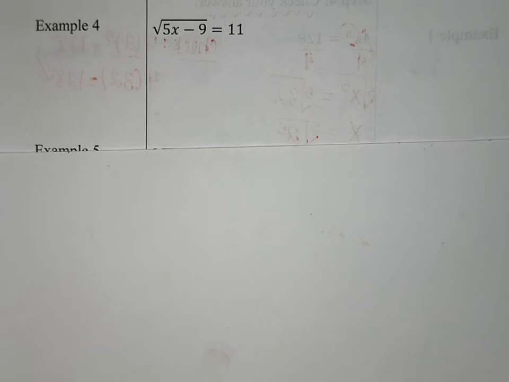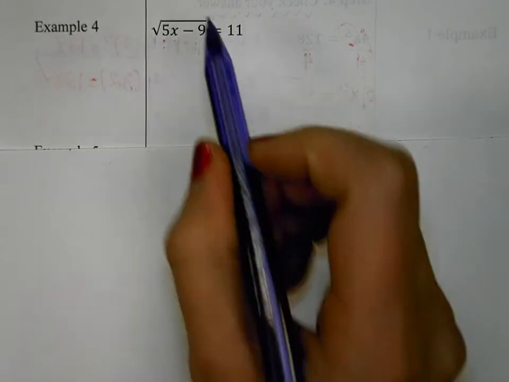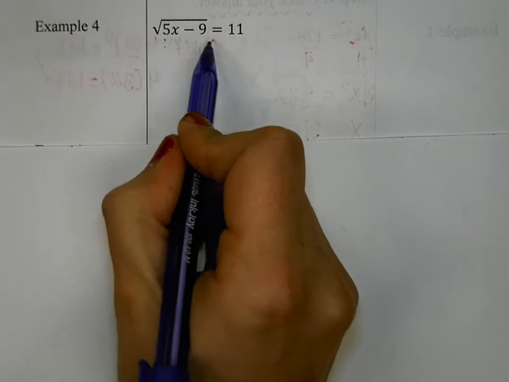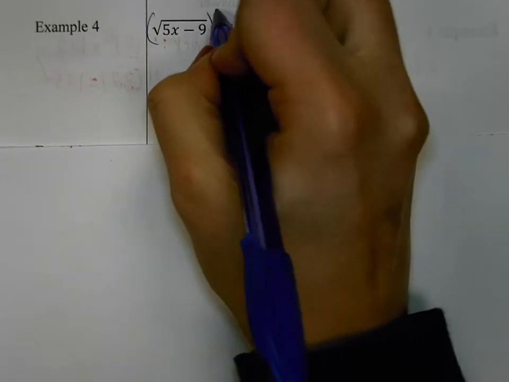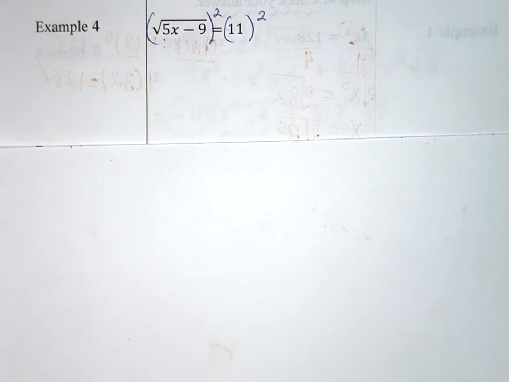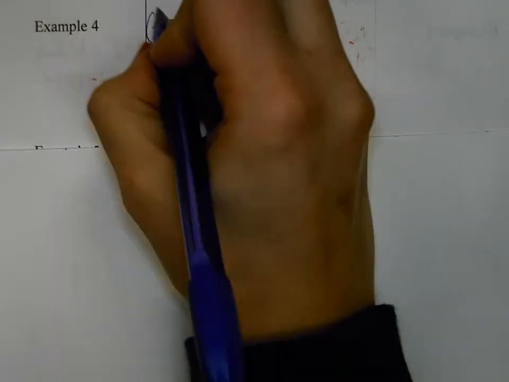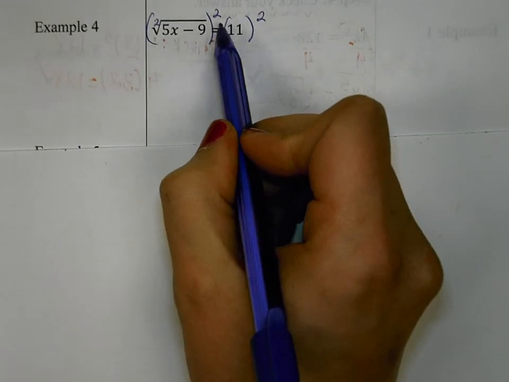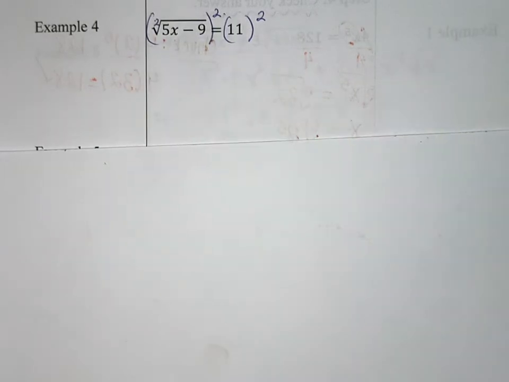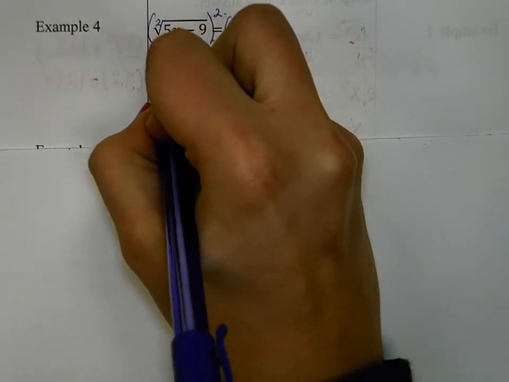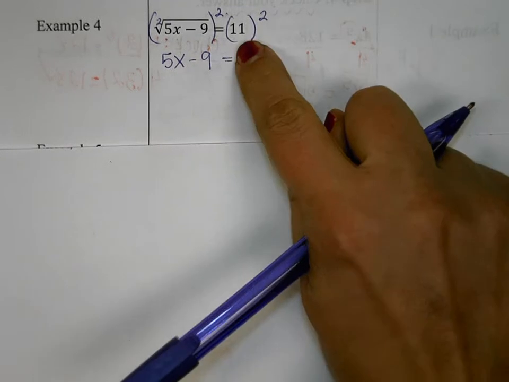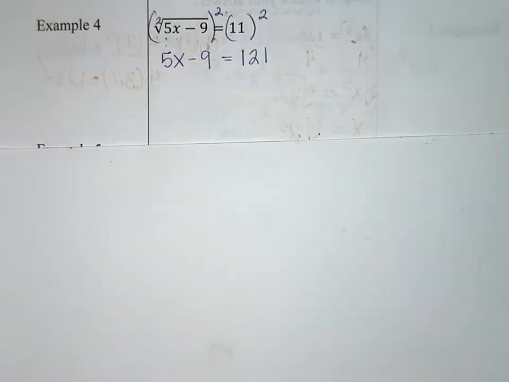Example 4. We have the square root of 5x - 9 equals 11. I want to make sure that my square root is by itself, and it is. So what I'm going to do is raise each side to the second power, because my index of a square root is 2. You just don't have to write it. So that power of 2 is going to cancel out the square root. So it's going to give me 5x - 9 equals 11 squared, which gives me 121.